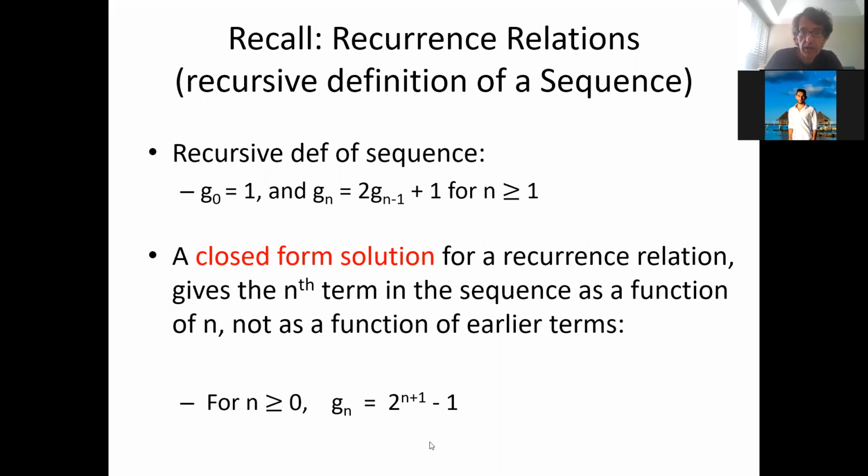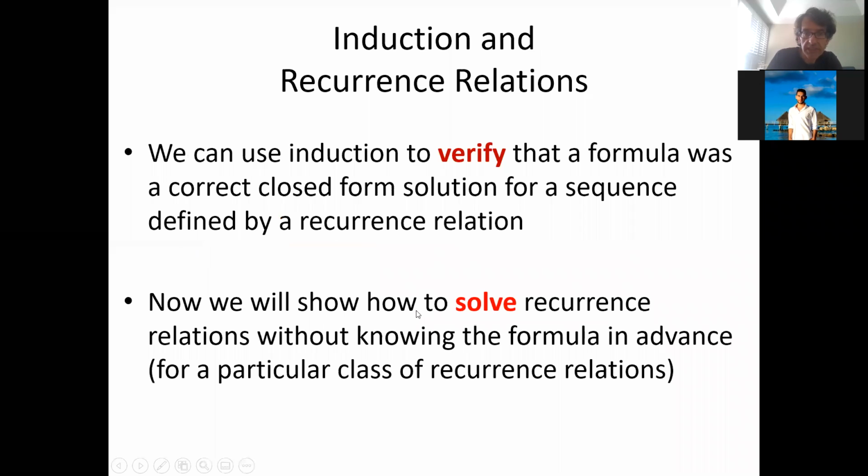But what is it? Well, it happens to be this function. So the nth element is this function of n. That's called a closed form solution because the nth element of the sequence is defined in terms of some function whose only argument is n. There are no other elements of the G sequence in here, right? So if all you're interested in is the value of the sequence at point 1000, you can compute it without computing all the previous elements. Now, using induction, we can verify that such a formula is correct, right?